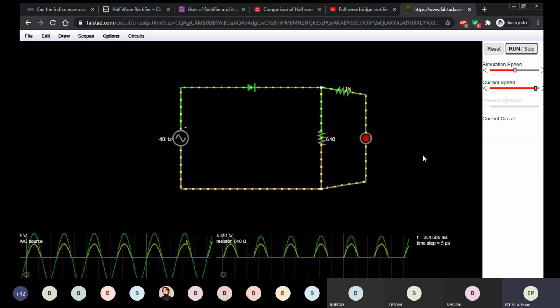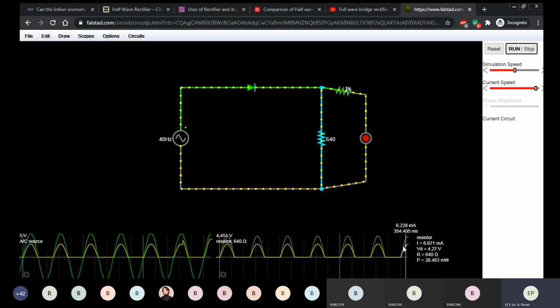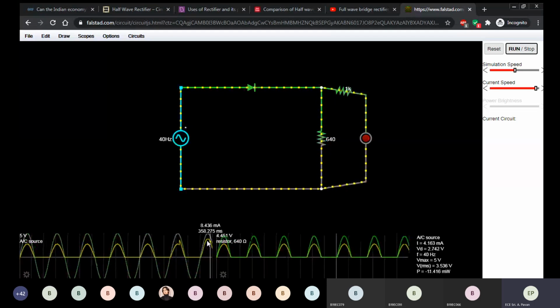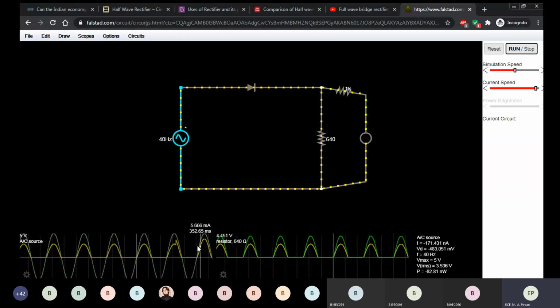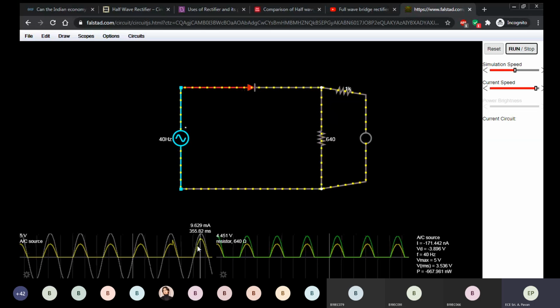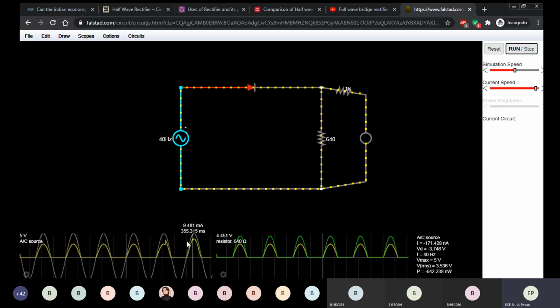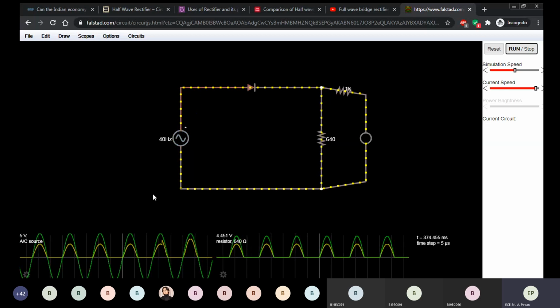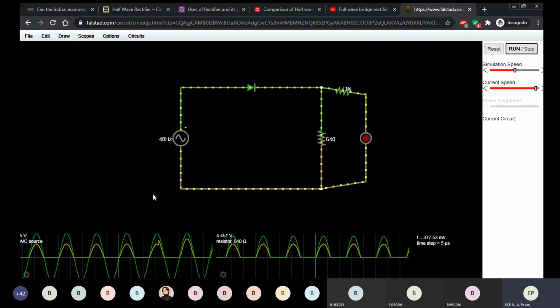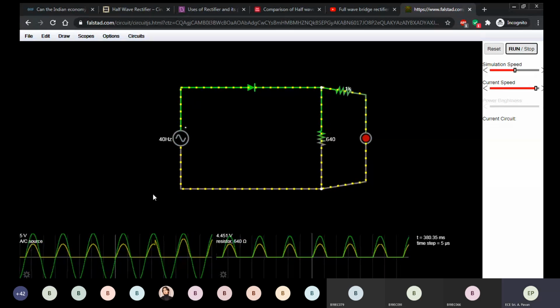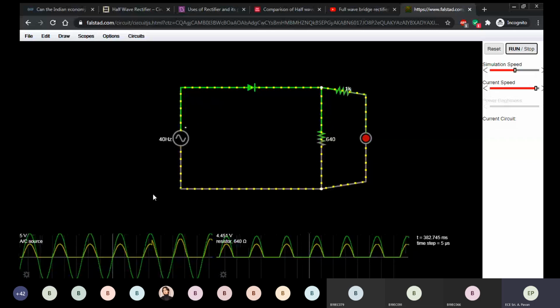Right now the LED is on. Why? Because the output is positive here. Why? Because the input is positive. For positive input, the diode will be in forward bias. If the diode is in forward bias, it allows the current. If it allows the current, the output will be high. Now the input is negative, the diode is off, the output is also 0. Now the input is positive, the output is positive, the diode is on and the LED is on.